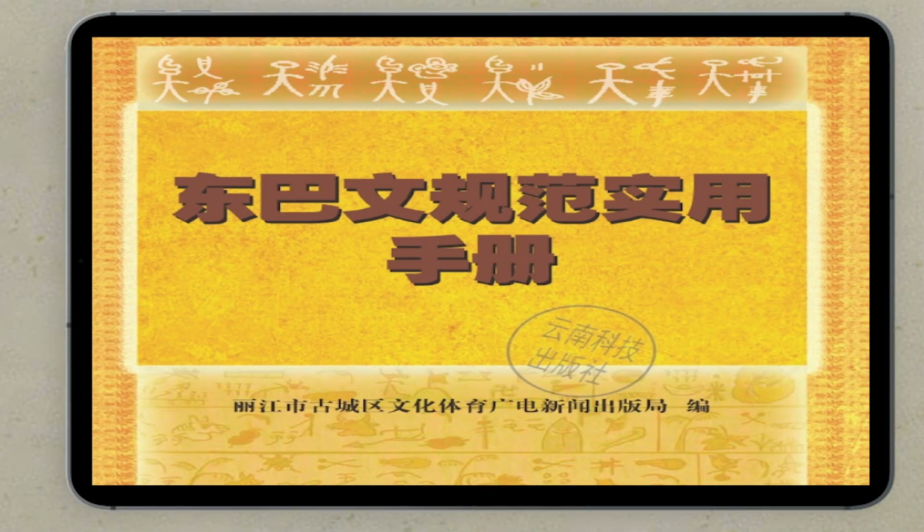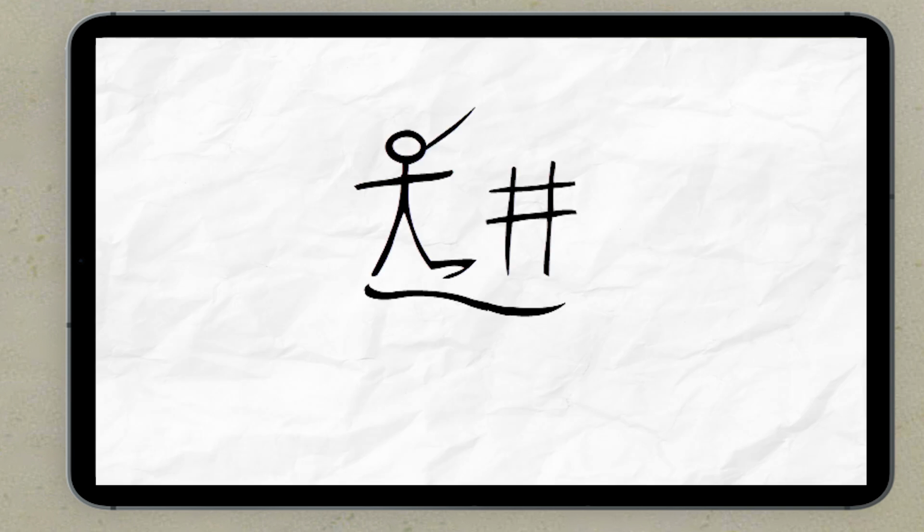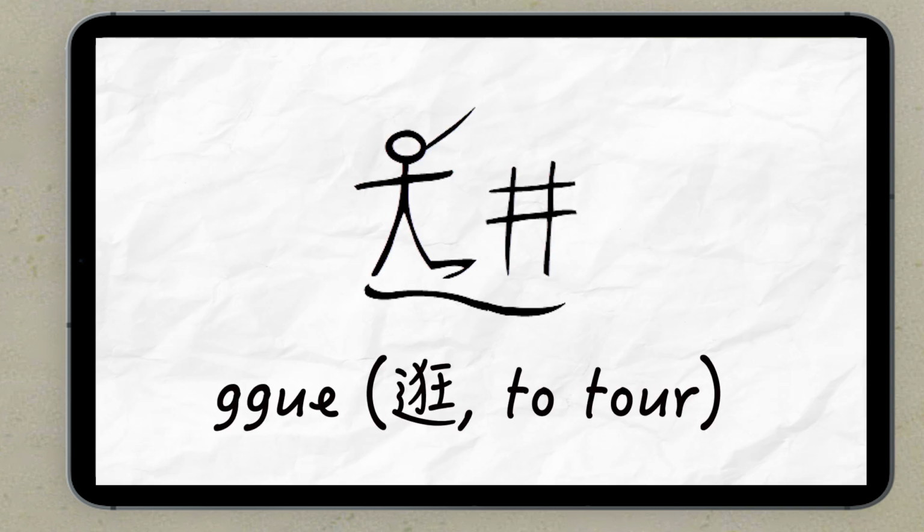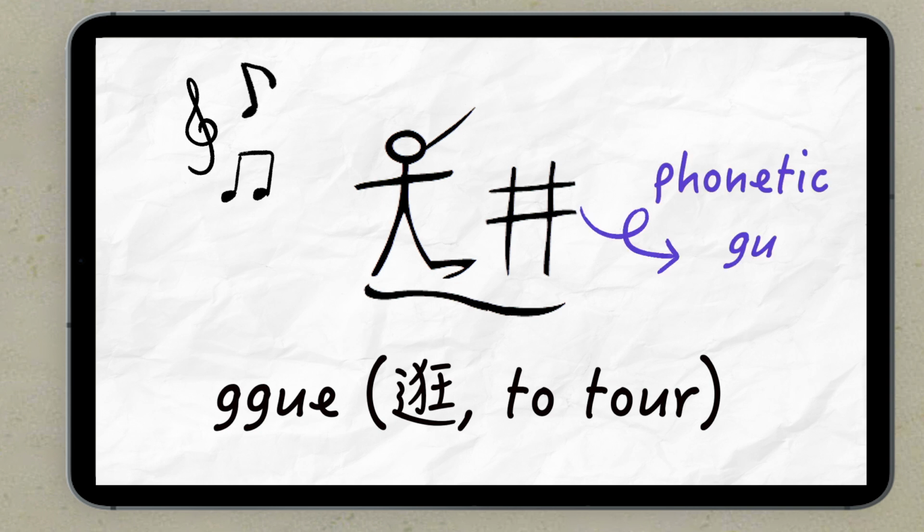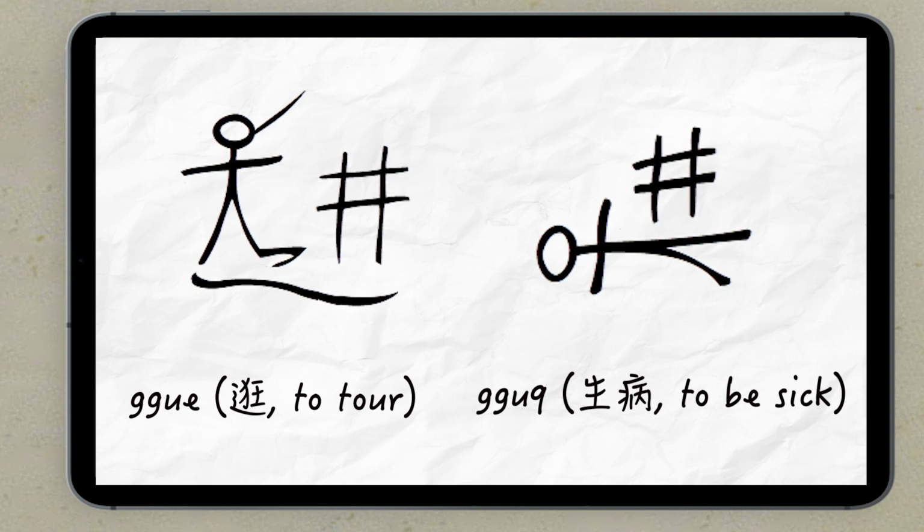Okay, let's consult a standardized list of Naxi graphs as approved by the Lijiang municipal government. It tells us that to travel, tour around, should be this graph, presumably also gu, but depicting a person walking along, singing, alongside the phonetic gu, which is basically just a hashtag, originally meant to depict a grain storehouse. Unfortunately, the hashtag can mean illness, especially when written alongside a person.